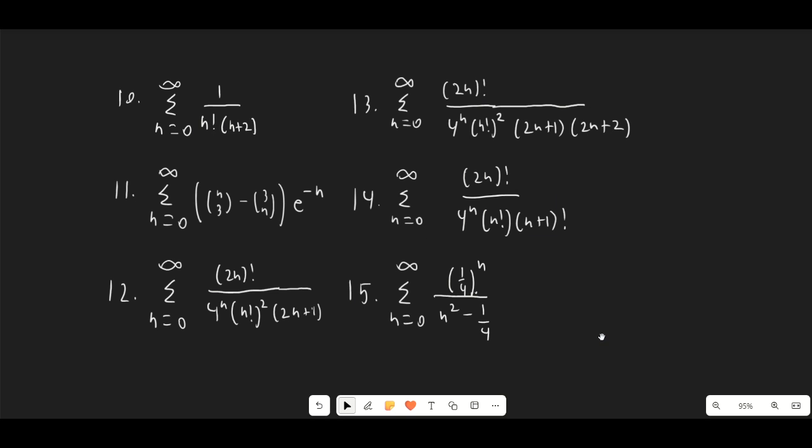In the next one, we're going to be going over summations of rational functions. We're going to be talking about zeta functions, eta functions, digamma functions, and polygamma functions as well. So that's going to be a lot of fun.